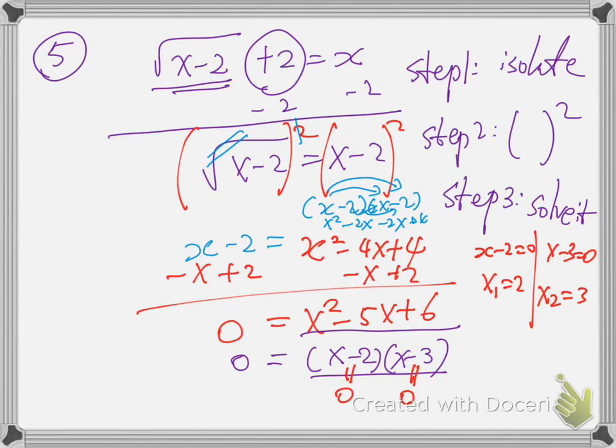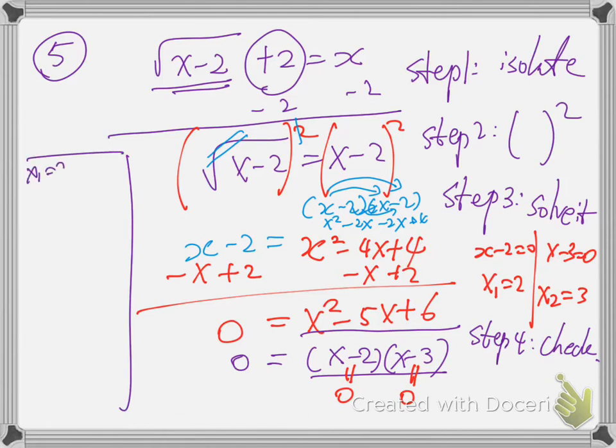This is not the last step. The last step, you have to check both answers. So now let's check them. x1 is 2. We look at the whole equation: radical 2 minus 2 plus 2, is this equal to 2? So this is radical 0 plus 2, which is 2. Checked, right? So x1 is okay.